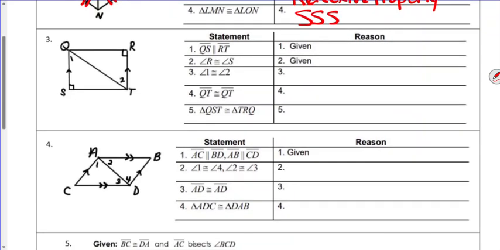Number 3, we're given that QS and RT are parallel. We have 2 parallel lines. We're also given that angle R and angle S are congruent. Here they're marked as right angles, but really the only given information, or at least the statement in this proof, is that these are congruent to each other. I'm going to mark them as congruent.